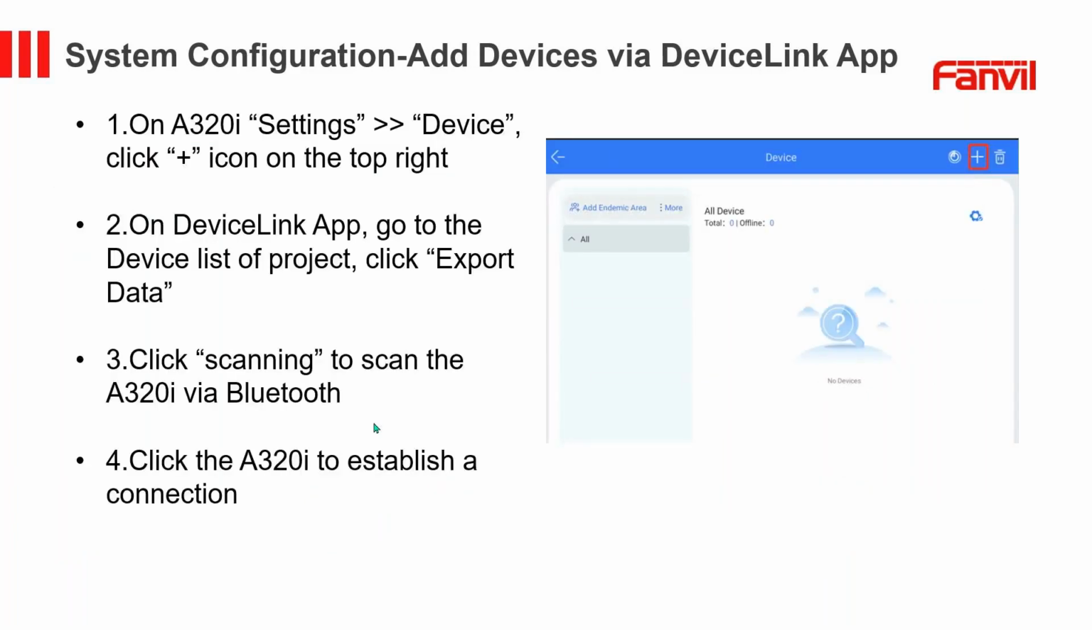Once this is done, you can just go to the console settings and click on the plus button to add the project. On the Device Link app, go to device list of the project and export the data. So after creating the projects on the Device Link app, export the device information and connect to the A320 using Bluetooth. Once connected, you can sync all the device data to the nurse call phone.